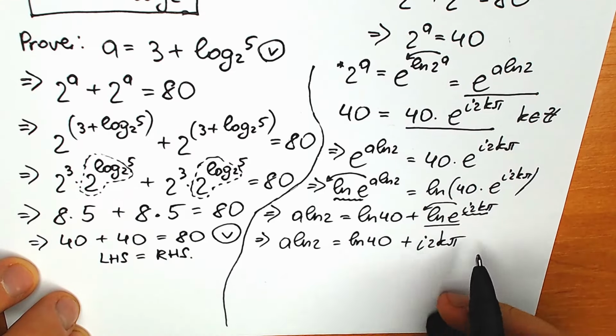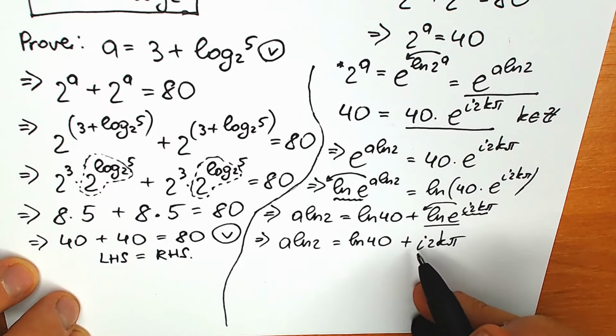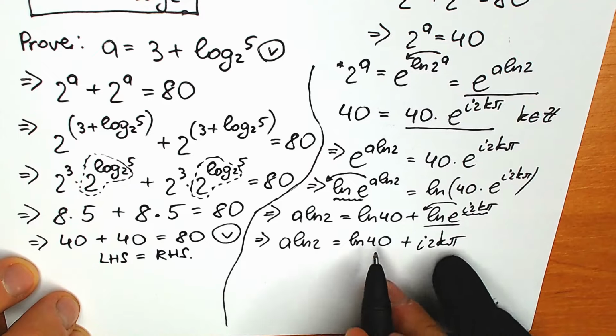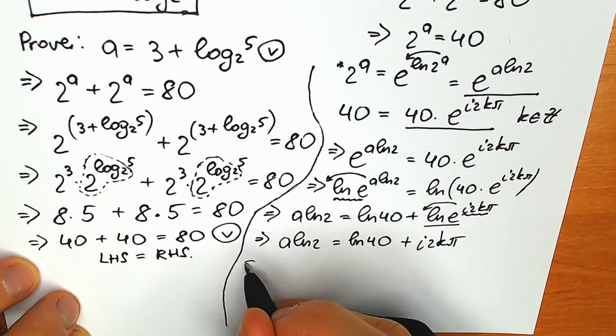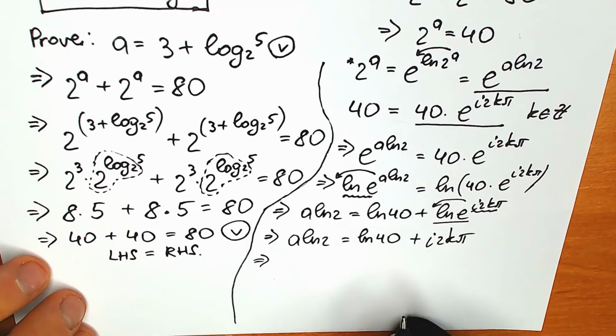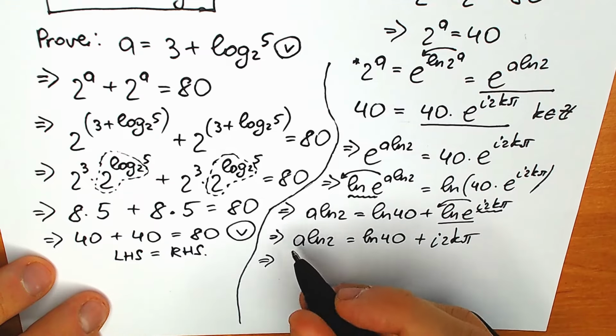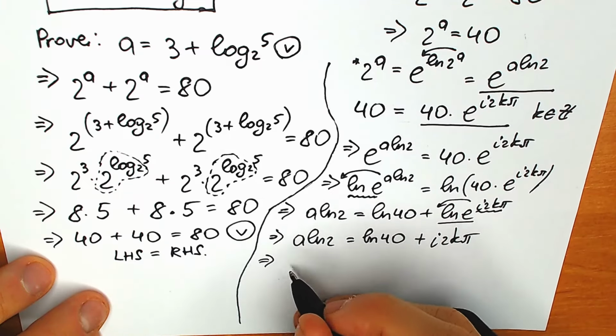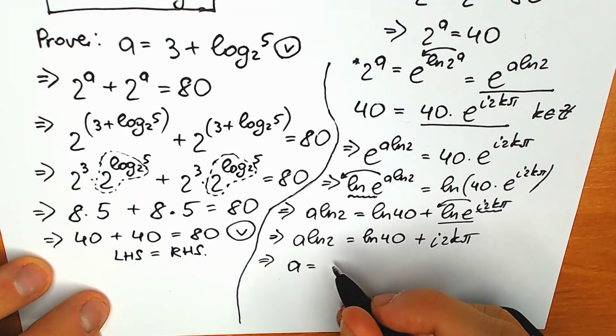This is a constant, this is our pi. This is our imaginary unit. So everything is great on the right side, and we only need to divide both sides by natural log 2. Not a by natural log 2, but both sides by natural log 2. So we have a equal to natural log 40.